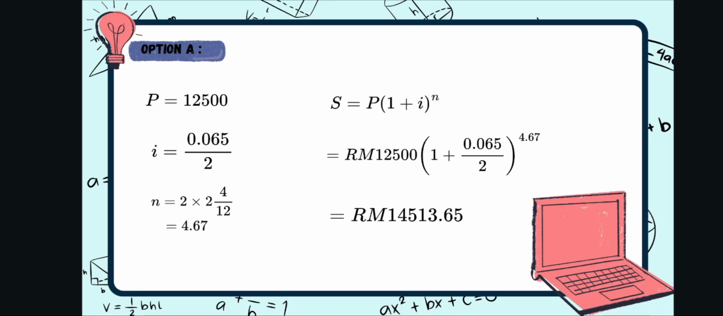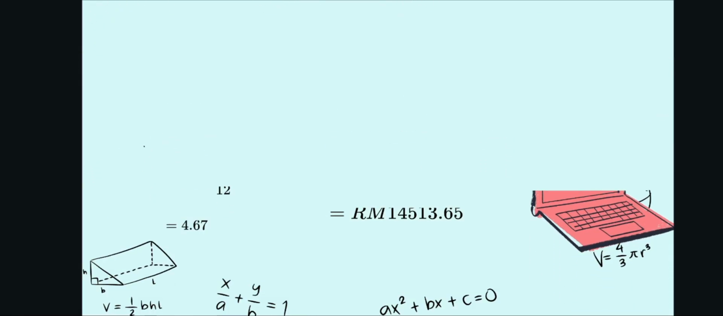For option A, we apply the compound interest formula. S equals P open bracket 1 plus I close bracket power n. Now let's calculate. S equals 12,500 open bracket 1 plus 0.065 divided by 2 close bracket power 4.67, and we will get the answer, that is RM40,530.65.